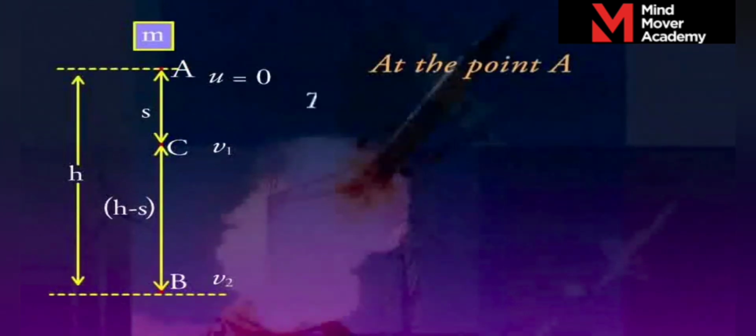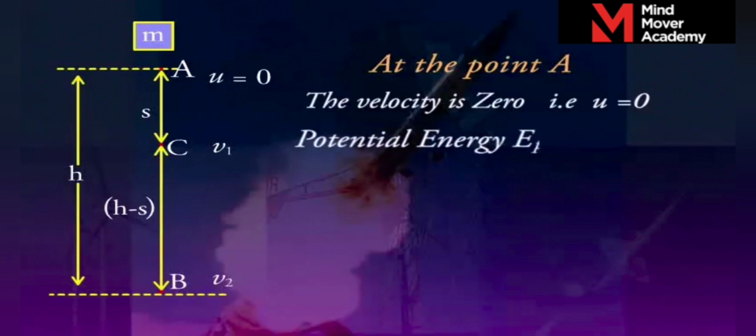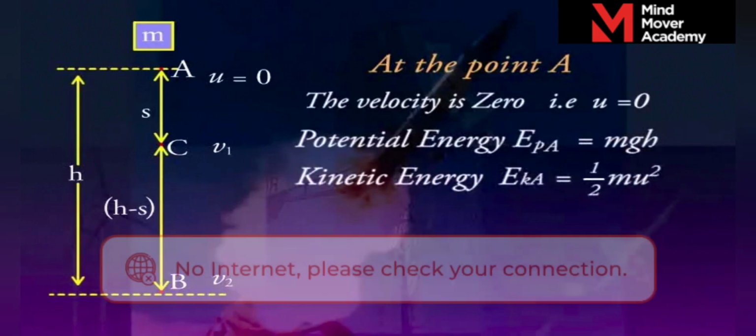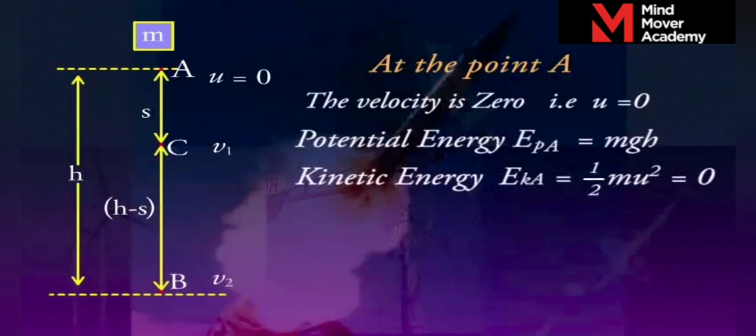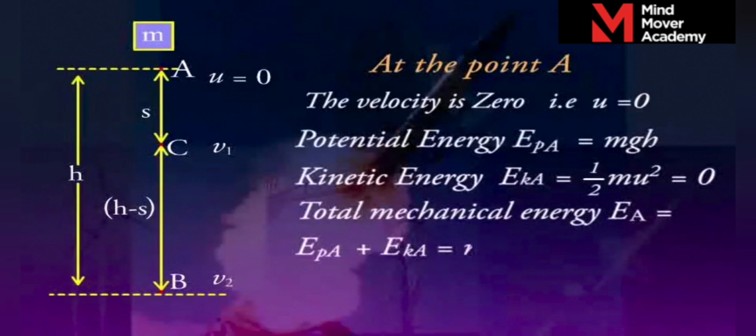At the point A, the velocity is 0, that is, u is equal to 0. Potential energy, EPA, is equal to mgh. Kinetic energy, EKA, is equal to half mu square, which is equal to 0. Total mechanical energy, EA, is equal to EPA plus EKA, which is equal to mgh plus 0, which is equal to mgh. This is equation 1.